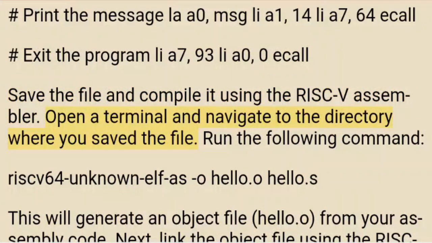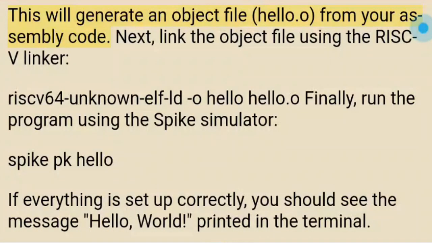Open a terminal and navigate to the directory where you saved the file. Run the following command: riscv64-unknown-elf-as -o hello.o hello.s. This will generate an object file, hello.o, from your assembly code.